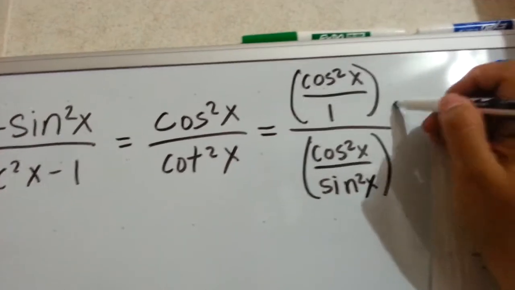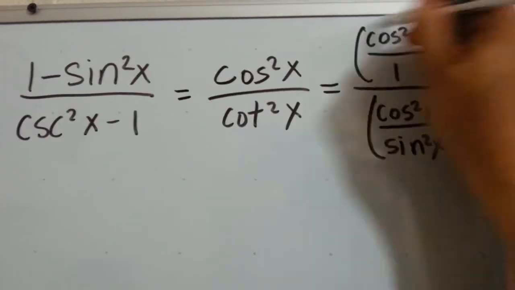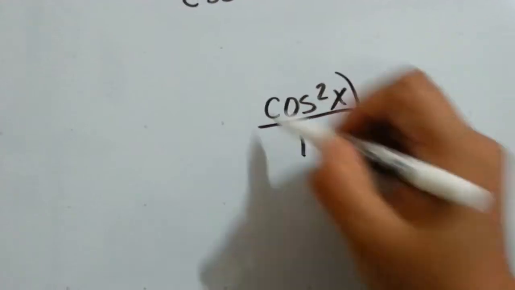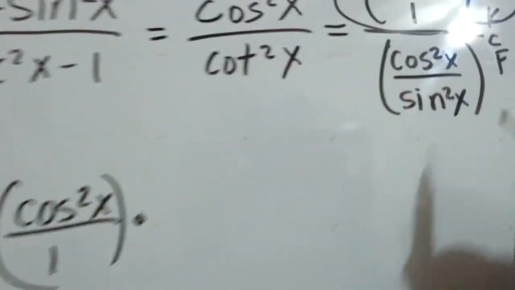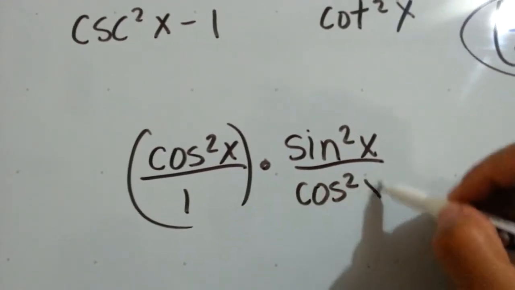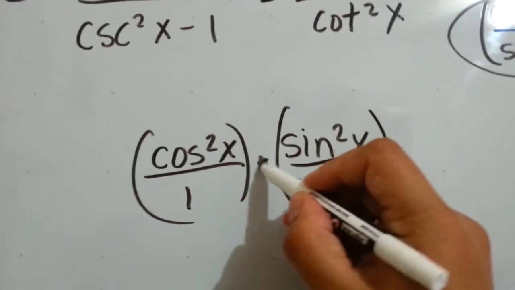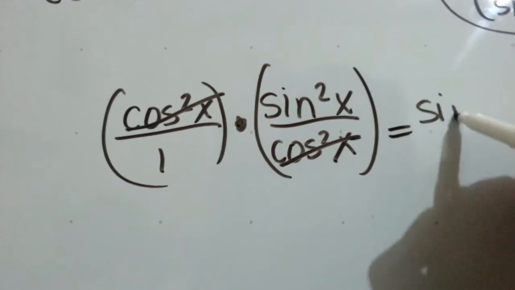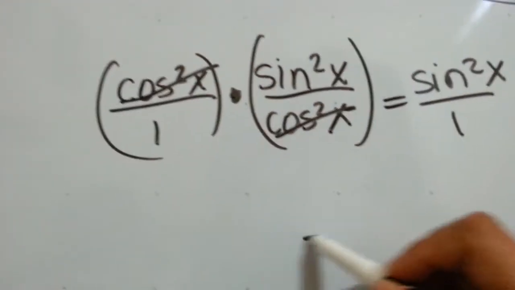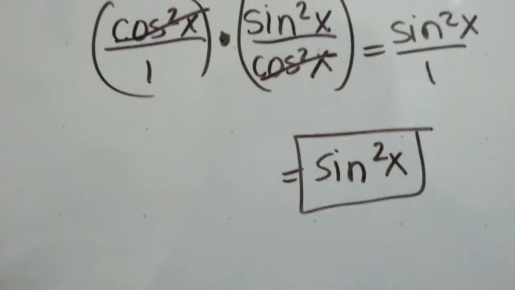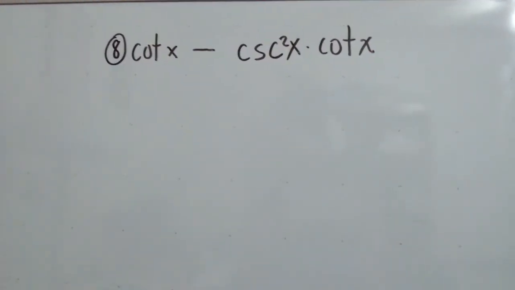Okay. So we're going to keep, change, flip. We're going to keep the numerator. And we're going to multiply by the flip of the denominator. Now we're multiplying. Now we can cancel. And you get sine squared x over 1, which is just sine squared x. Okay, here we go.